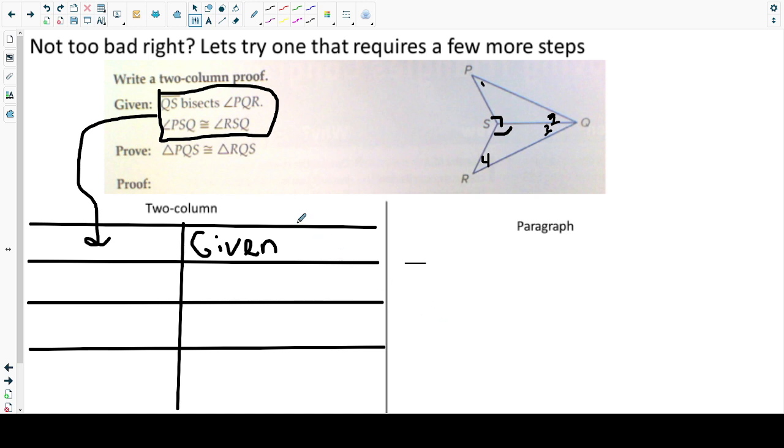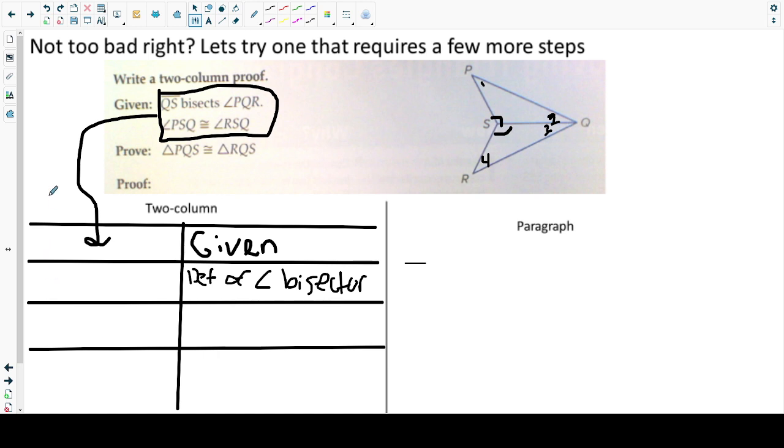Well, we have a bisector of an angle here, right? So we're probably going to be using definition of angle bisector. That's usually what happens when we bisect an angle. So here we'd say def of angle bisector. I keep hitting that marker there.